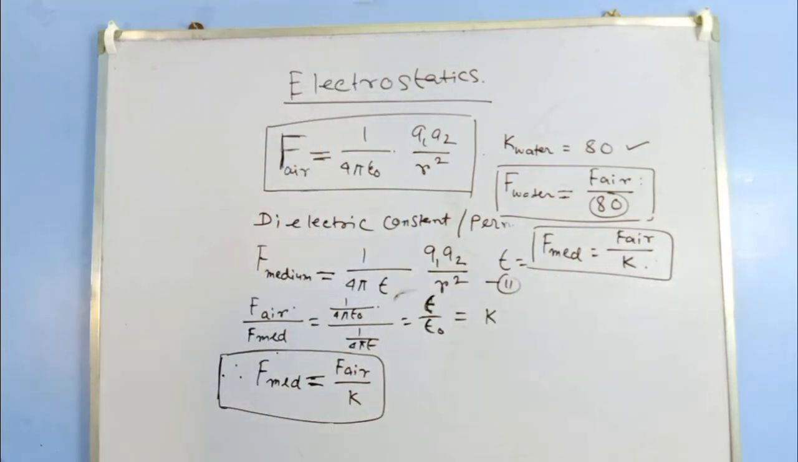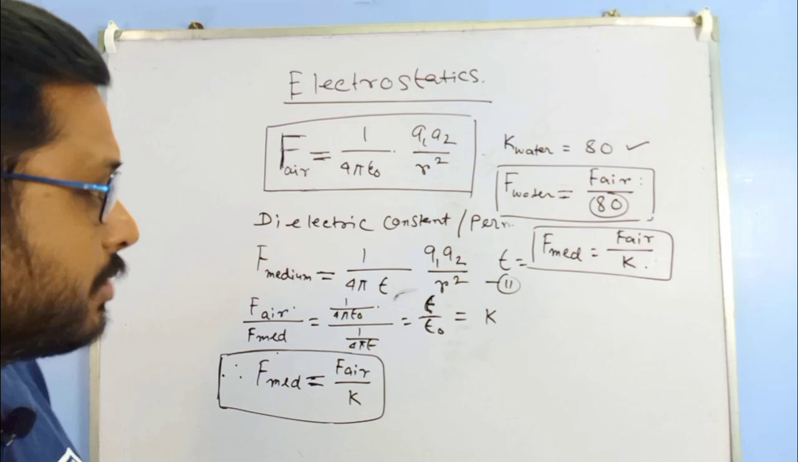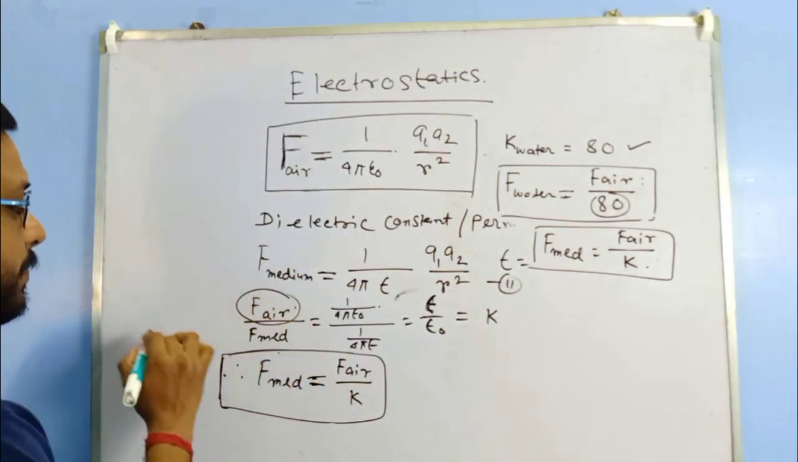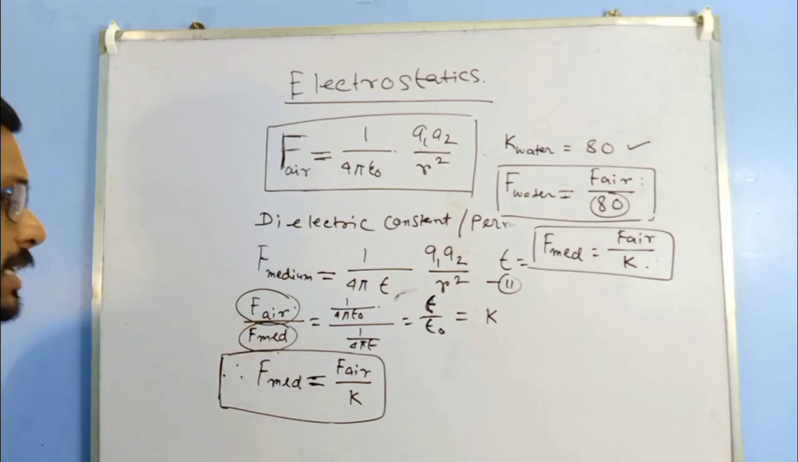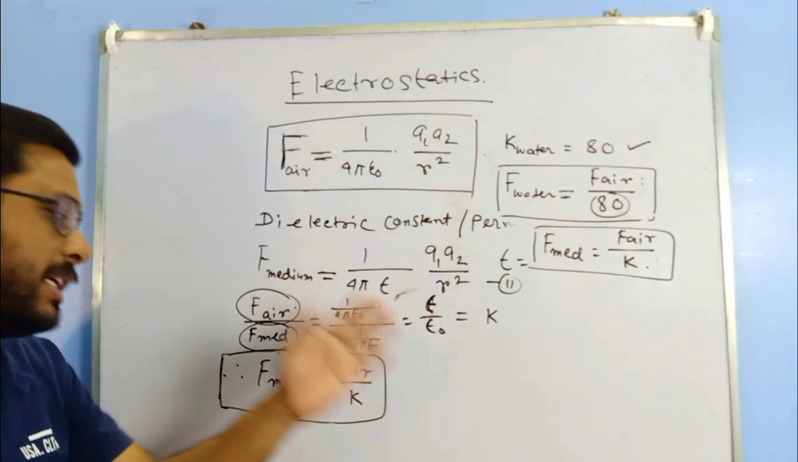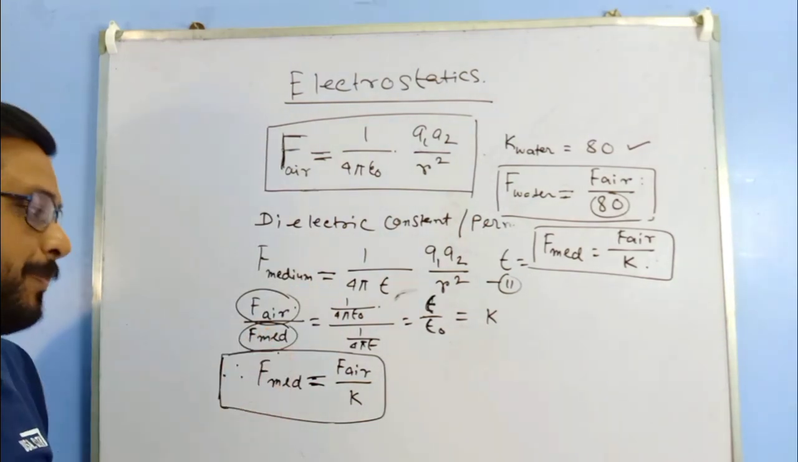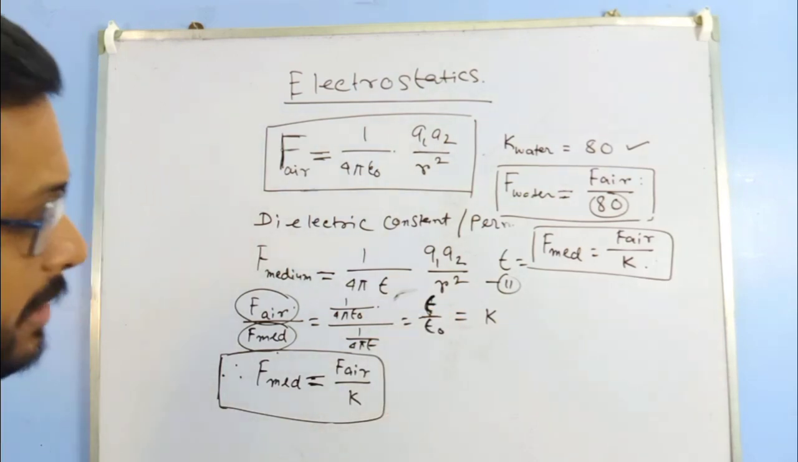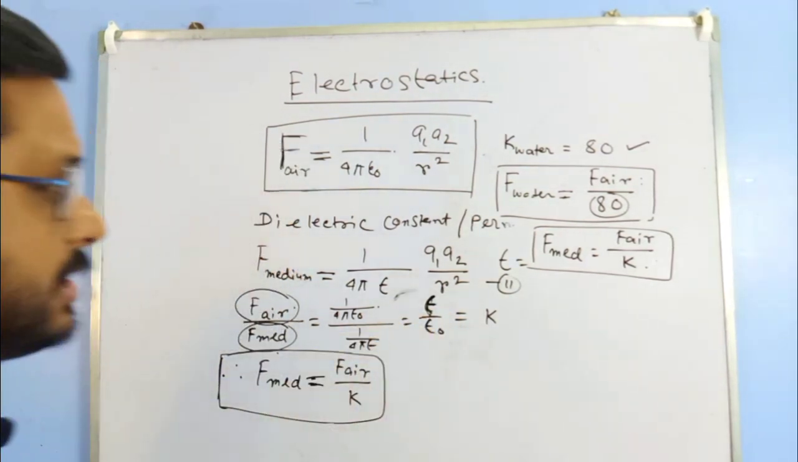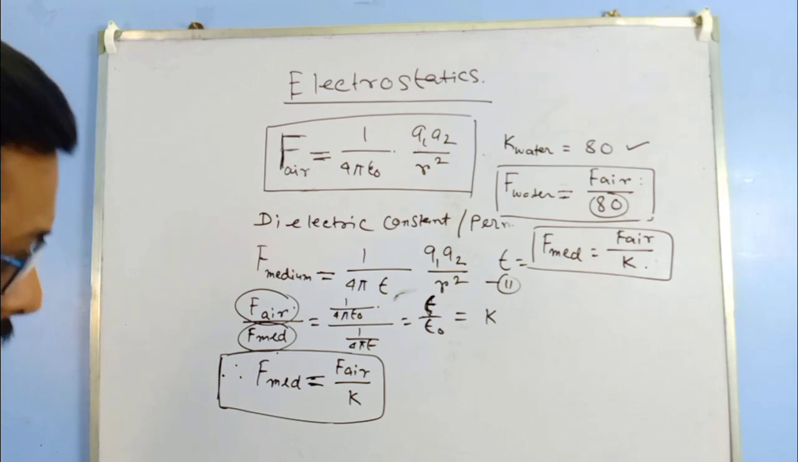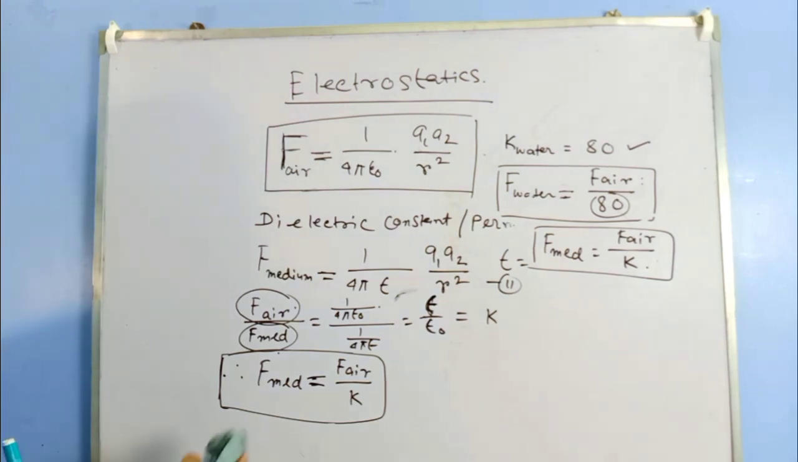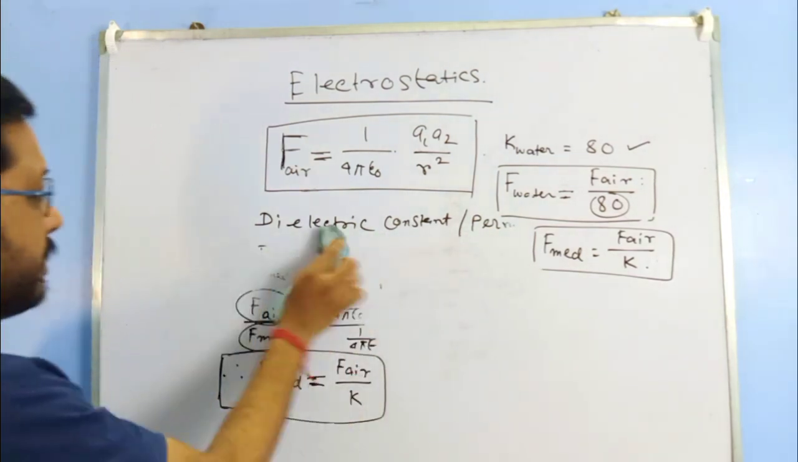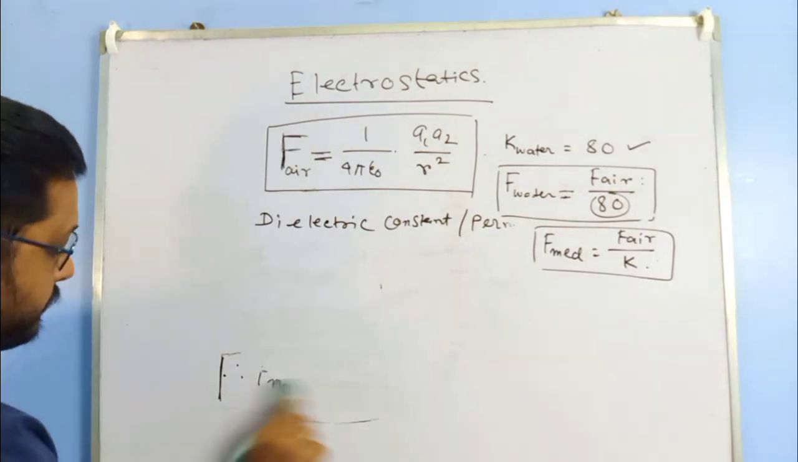We can define the dielectric constant in terms of force: it is the ratio of the force between two charged particles in air to the force in the medium. Or it is the ratio of the permittivity of the medium to the permittivity of free space. So we can know the significance of K, that is, the relative permittivity or dielectric constant of the medium. Please note it down. This will be very important for you.